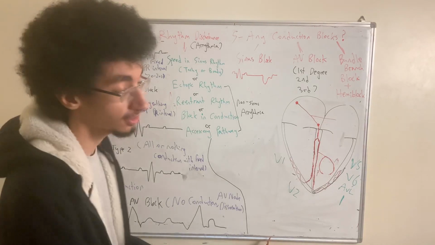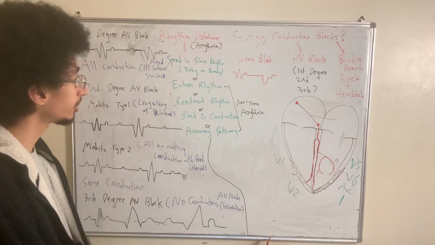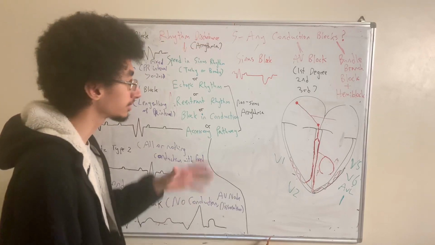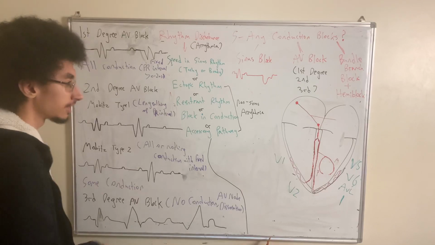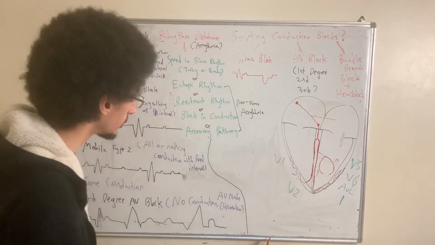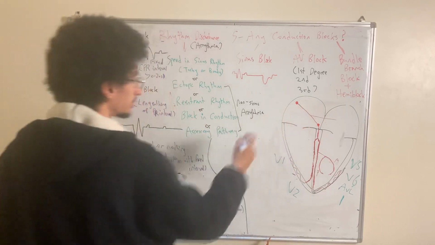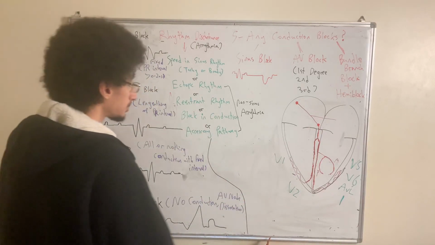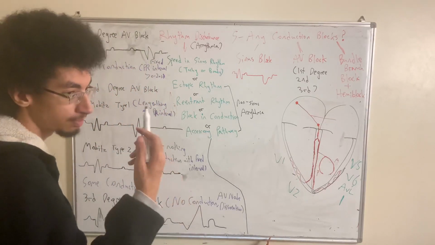Alright, so now let's talk about conduction block. Now let's talk about a disturbance in the rhythm, arrhythmias. And one of the ways that the rhythm can be disturbed, besides the speed, besides the ectopic rhythm, besides the reentrant rhythm, one of the other ways could be a block in the conduction system. Something is causing a block in the SA node, something can be causing a block in the AV node, and something can cause a block in the bundle branch or in one of its branches.